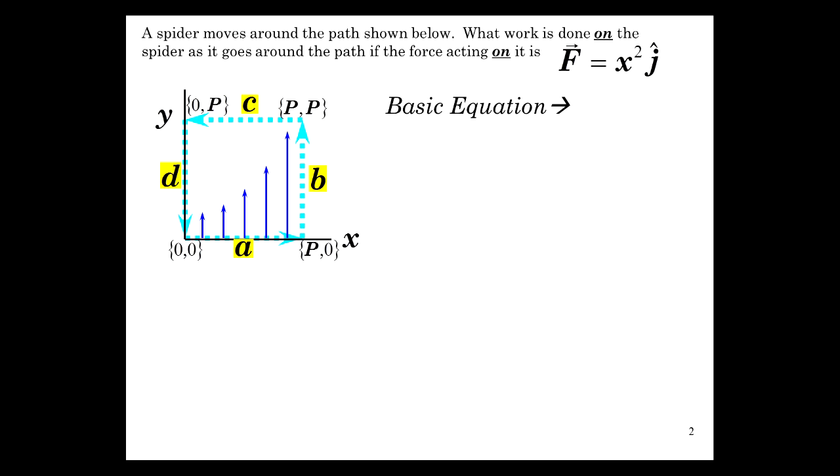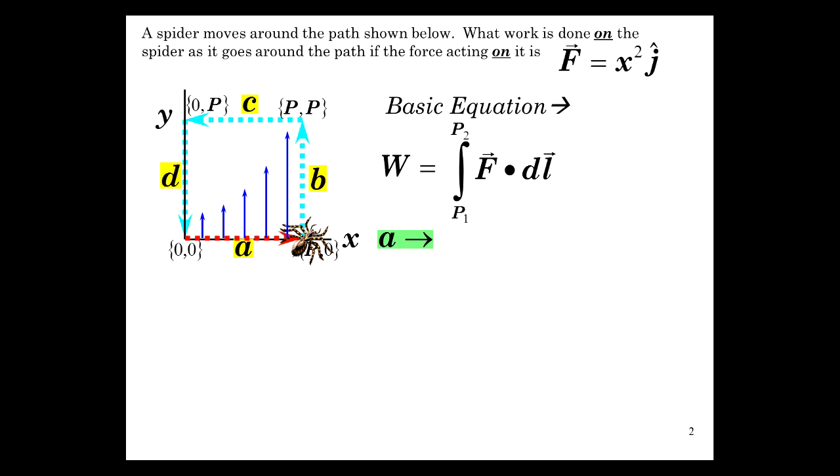Again, it's x squared j, so the direction is in the j direction, and the value is x squared. All right, so the basic equation that we have to deal with is work is the integral from P1 to P2 of F dot dl. Let's look at path A.